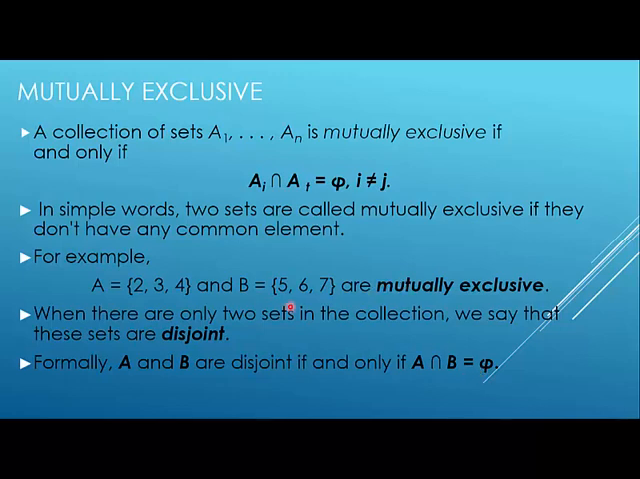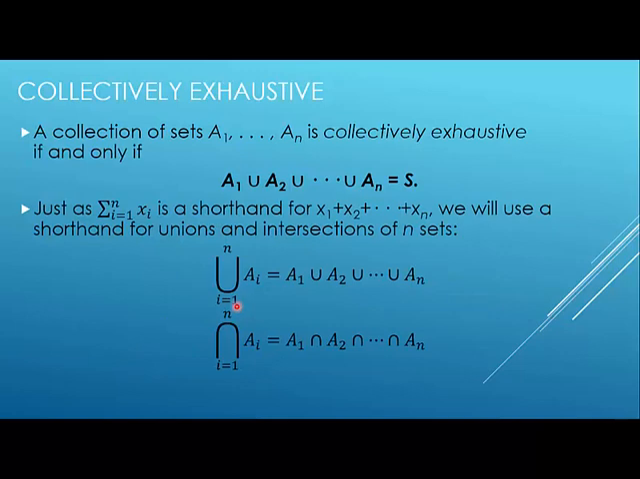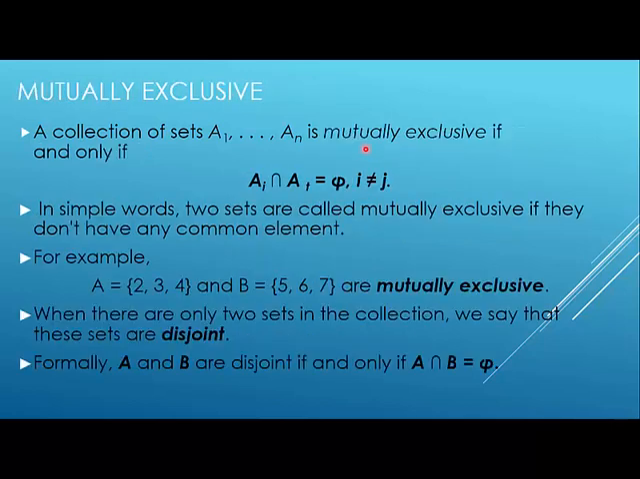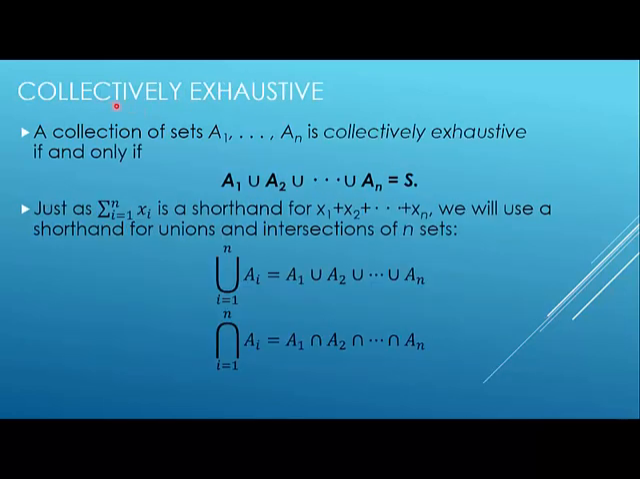And a collection of sets is collectively exhaustive. That was mutually exclusive, and now we are talking about collectively exhaustive. A collection of sets is collectively exhaustive if and only if A1 union A2 union up to An, if you combine all the sets, gives you the universal set.